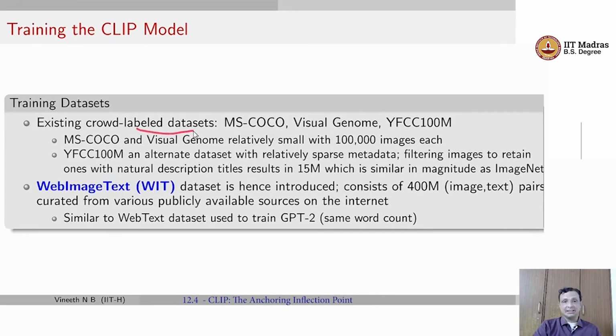Existing crowd labeled data sets like MS-COCO, Visual Genome, YFCC 100M are possibilities for training CLIP. However, data sets like MS-COCO and Visual Genome are relatively small. They have about 100,000 images each. And YFCC 100M is a good data set, but it has about 15 million natural description titles with corresponding image matches, which is about the same magnitude as ImageNet.